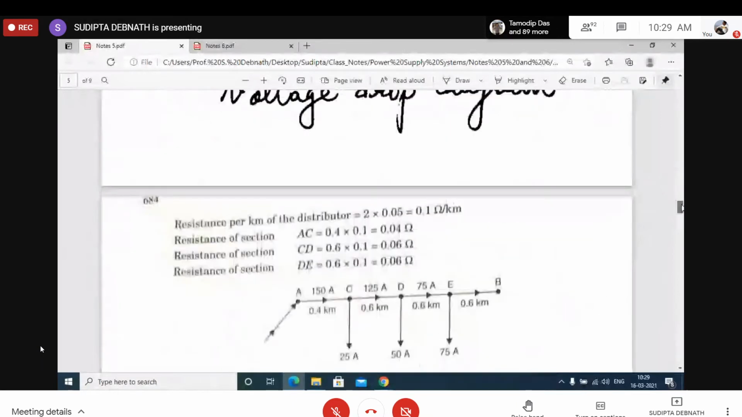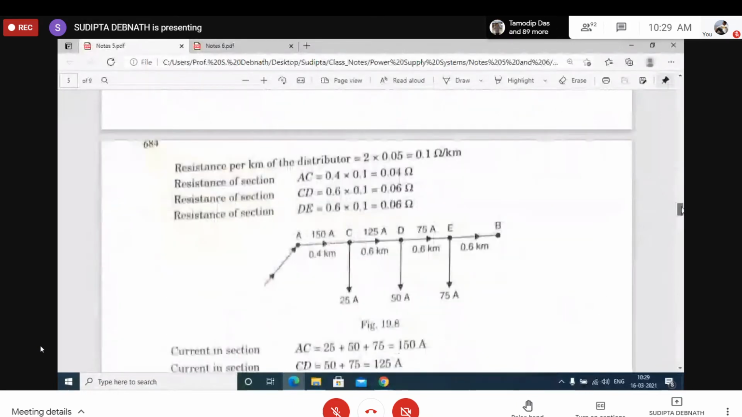So the resistance per kilometer of the distributor, they multiplied it by 2 and this is the resistance. Though it is drawn by a single line diagram, the return wire is not shown. It is a general convention to draw like this. But while calculating, you have to consider the return conductor. Okay. So the resistance of this section AC is 0.4 into 0.1 because this is ohms per kilometer. So from this data, you can easily find out the resistance in these three portions.